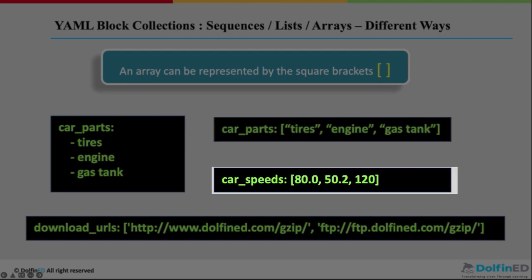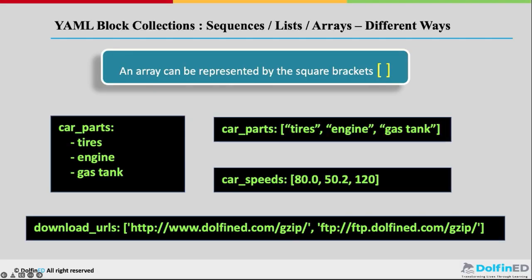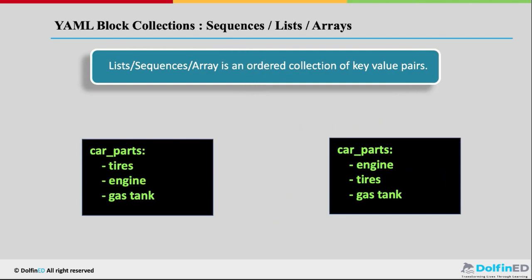If these were not strings and they were numbers, for example, car speeds, I can have floats, integers, and they are going to be separated by a comma and a space and then surrounded by the square brackets. If I have different URLs I need to represent, nothing stops me from writing the key and then having the array defined as 2 square brackets, and within I have a single quoted URL, comma, space, single quoted URL. The sequence is very important within the arrays.